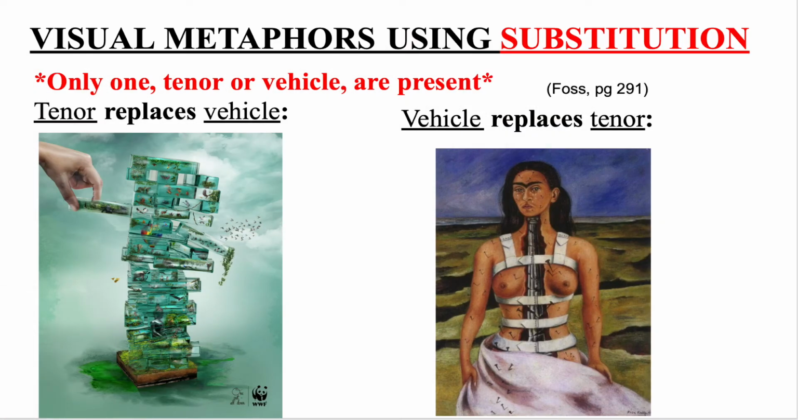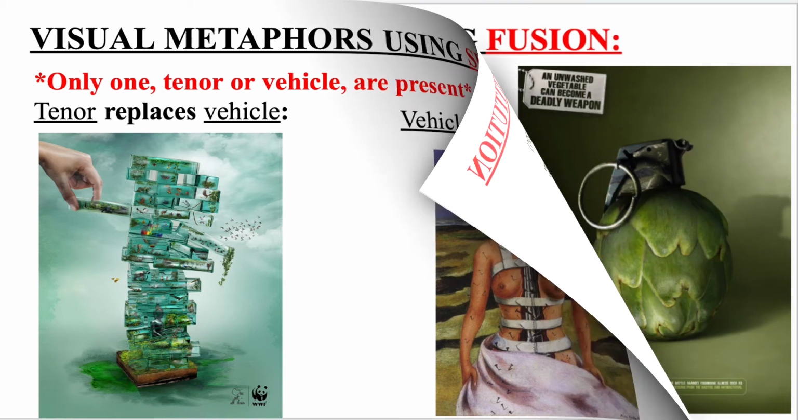With metaphors using substitution, only one, the tenor or the vehicle, is present. Like in the first photo here, depicted is our ecosystem, the tenor, which replaces a Jenga game, the vehicle. In the other photo, a broken column, the vehicle, replaces Frida Kahlo's broken spine, the tenor.